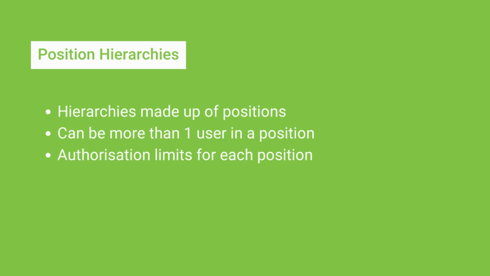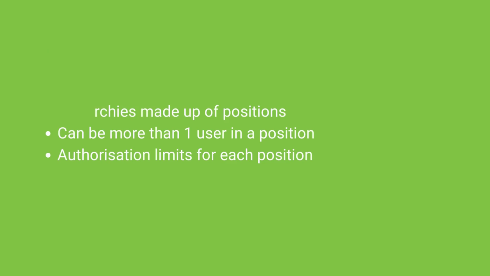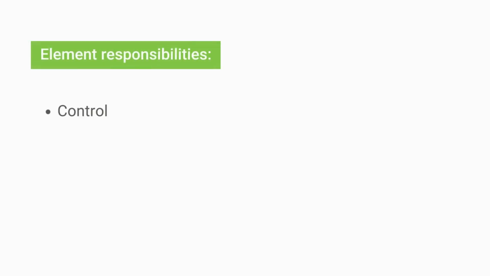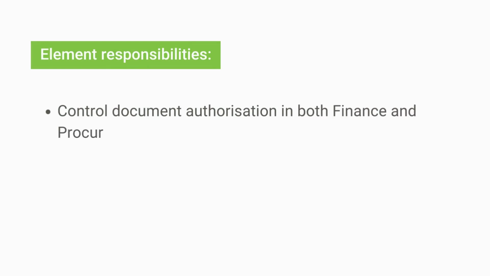But that's the trick, it only gives the system information on how much they can authorize. But as you know, when it comes to authorization, it's not how much they can authorize, but what they can authorize. And that's where element responsibilities come in. Because, as you're all aware, an element is part of financials that determines a GL code, a project, a department.